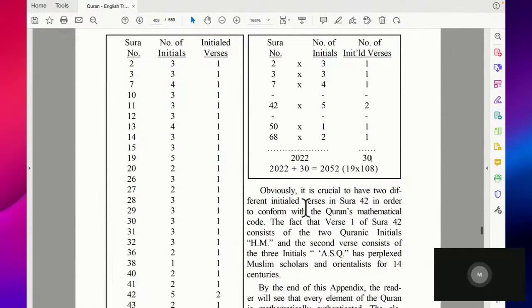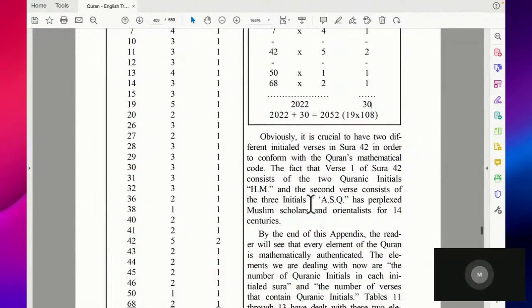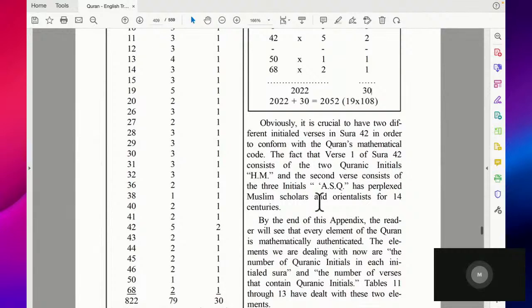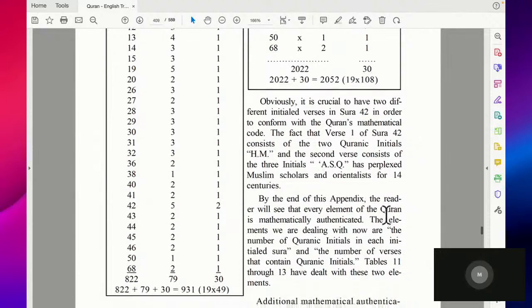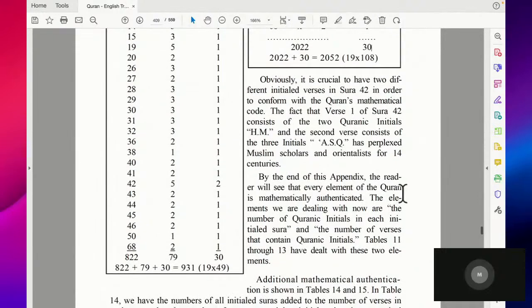Now, let's continue with the rest of this section. Obviously, it is crucial to have two different initial verses in Surah 42 in order to conform with the Quran's mathematical code. The fact that verse 1 of Surah 42 consists of the two Quranic initials Hamim and the second verse consists of the three initials Ain Sin Qaf has perplexed Muslim scholars and Orientalists for 14 centuries. They didn't know why.